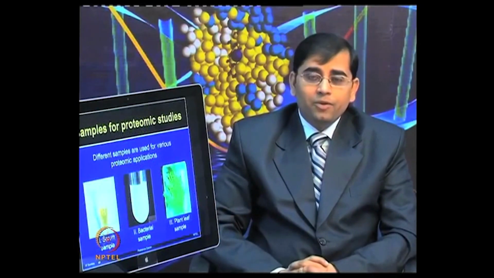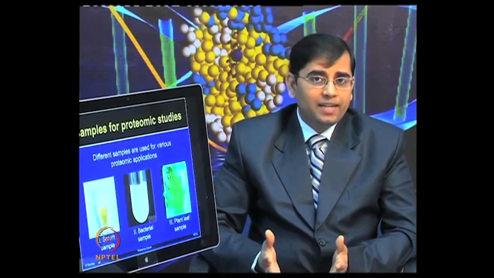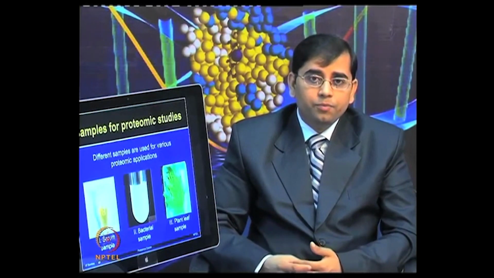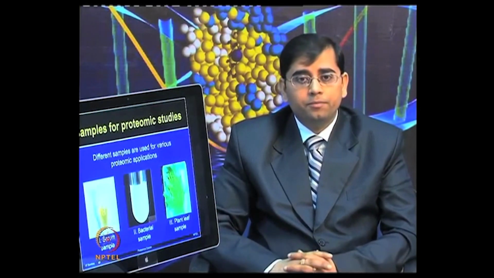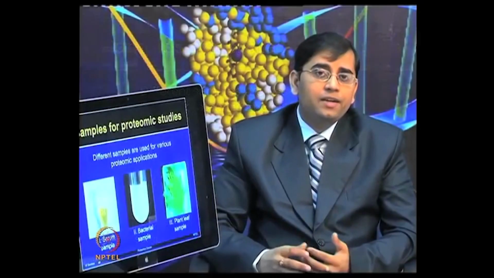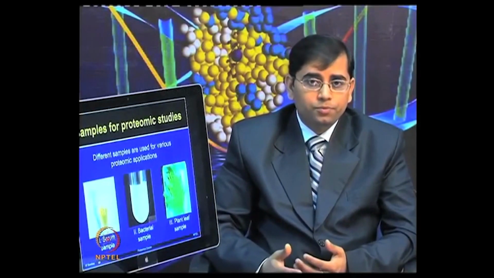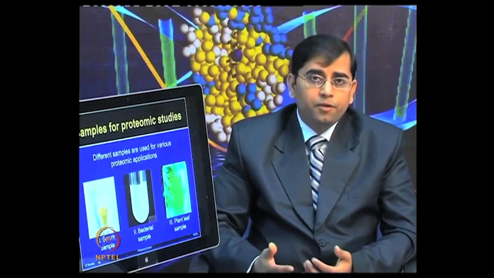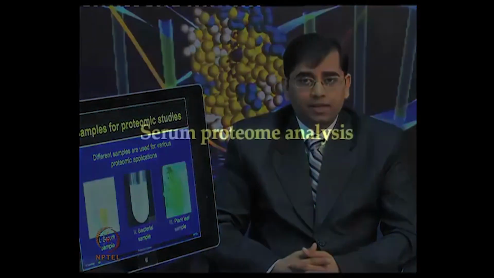So, although the sample diversity is very large and samples are very complex, I will still try to take representative examples. One, the serum sample obtained from human. Second, the bacterial sample which will be taken from Bacillus species. By showing you the protein extraction and solubilization methods, I will try to give you the diversity and different types of methods being used to perform various types of proteomic applications.